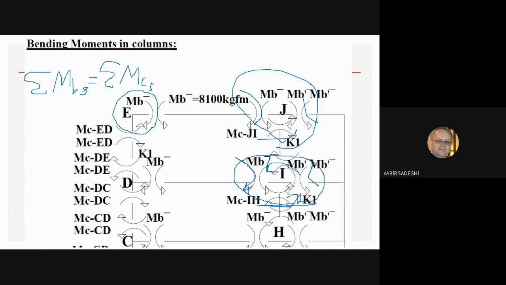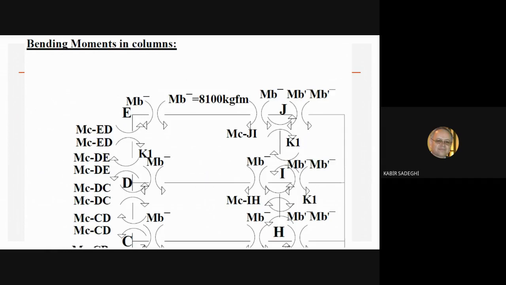Let me show again here for this joint. For this joint, we have 4 elements: 1 from the end of a beam, 1 from the end of another beam. We had this value. For joint J, we have the moment from the end of one beam, the other from the end of the other beam, and we calculate the end of the column at joint J. Half of that goes to I.